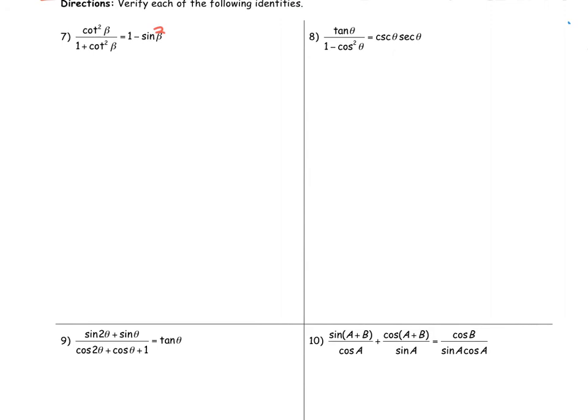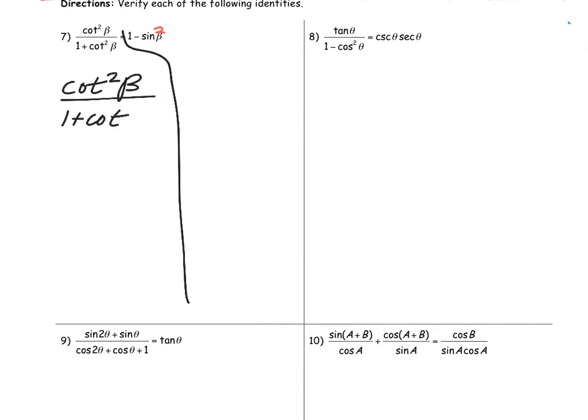Okay, so we're doing a proof. So remember, we only work with each side of the equal sign one at a time. So I'm going to do the left-hand side and then the right-hand side. Do not cross multiply. Do not subtract things over to one side or the other. You work with each side separately. So what I'm going to do first is just rewrite the problem here. I have cotangent squared of beta all over 1 plus cotangent squared of beta equals 1 minus sine squared of beta.